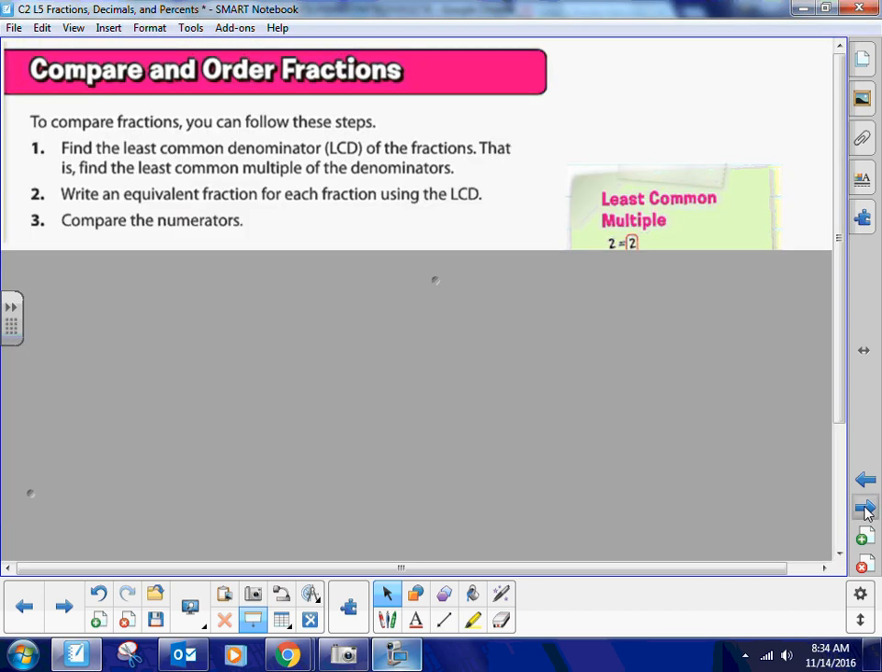All right. Compare and order fractions. Okay, again, all you're going to be doing is finding the least common denominator. And the way you do that is finding the least common multiple. Okay, that's why we were working on that skill earlier this year.